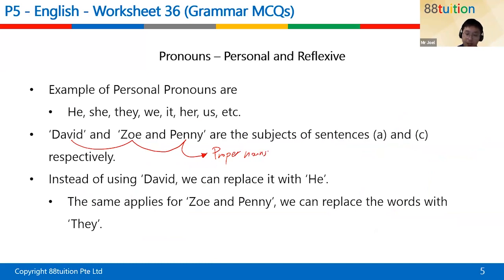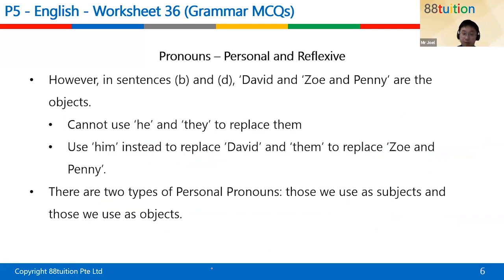All right, instead of using David, we can replace it with he. That's a personal pronoun right there. The same for Zoe and Penny, we can replace it with they. Right, but in sentences B and D, David and Zoe and Penny are the objects.